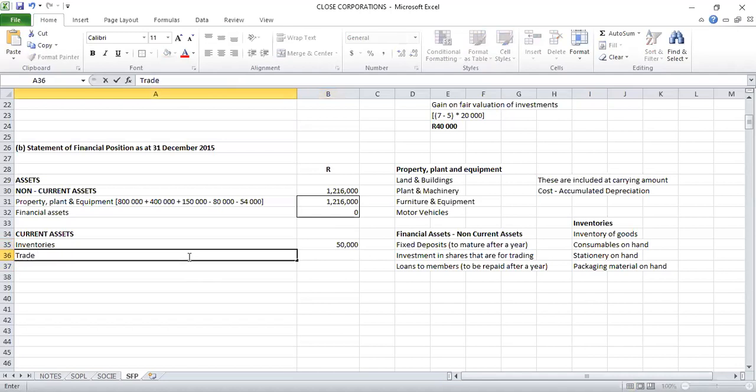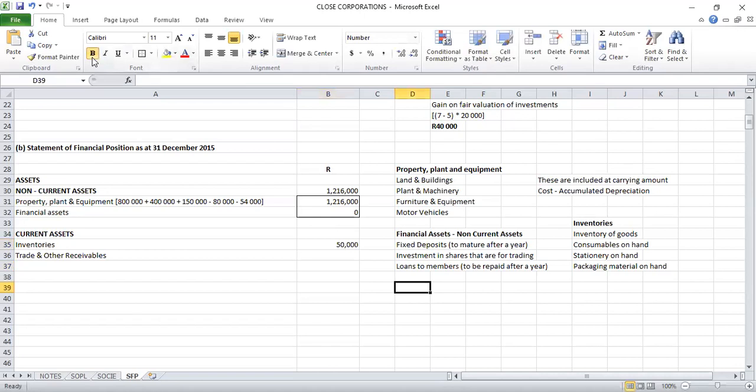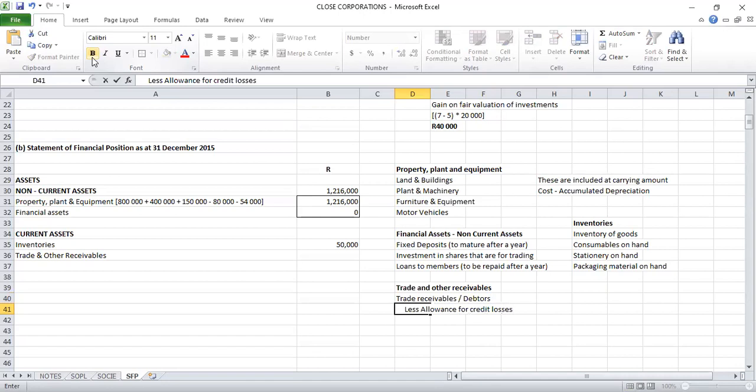Right, then we have trade and other receivables. Under trade and other receivables, we include trade receivables or debtors. It's one and the same thing. Or accounts receivable. Then we subtract allowance for credit losses if it's there. Then subtract allowance for settlement discounts granted if it's there. Then we add accrued income, if it's on the question paper.